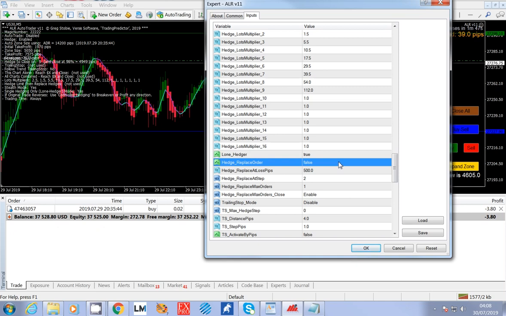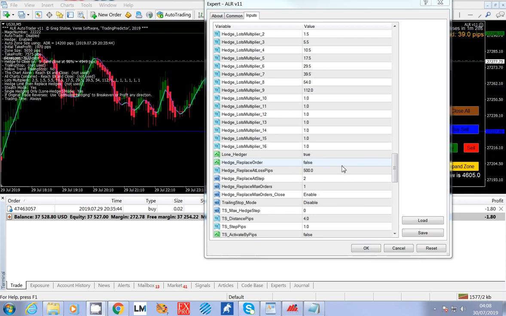Hedge replace order. This is an option that you can use to never go past a certain hedge level. Say, for example, you do not want to ever go past the second hedge, so it won't ever open 3 or 4 or 5 hedges. It will always go to the second hedge and never go beyond that. Therefore, you are always in control of how much fund you're using, how much margin you're using, because it will never ever need any more than the second hedge.